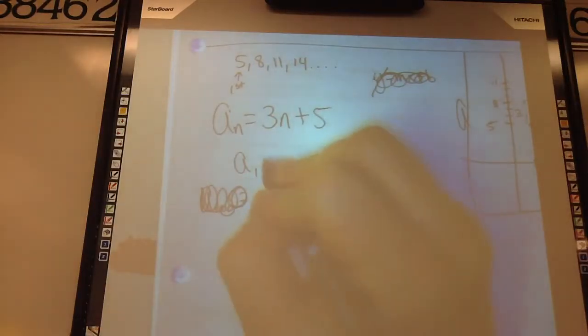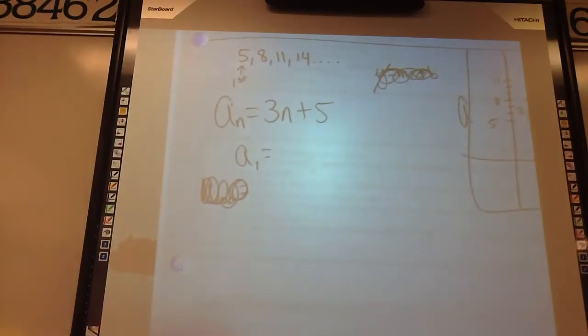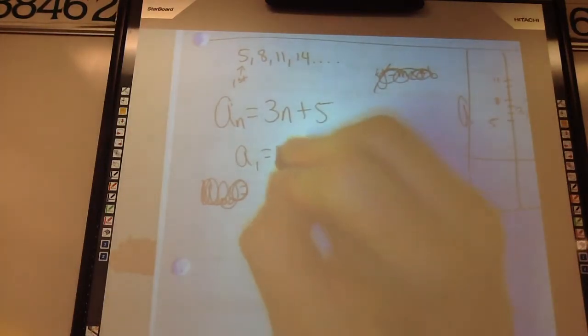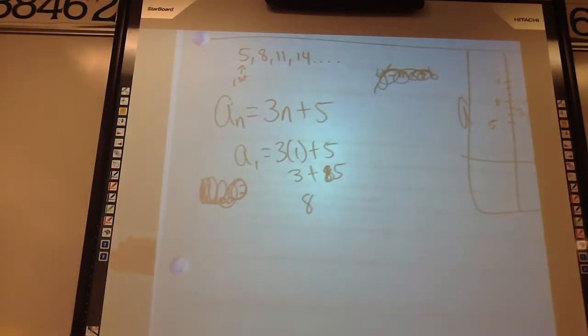Of 1, meaning I plug in 1 for n, I should get 5, right? 3 times 1 plus 5, 3 plus 5. I got 8. Oops, I'm getting ahead of myself. I got 8. Didn't work, did it?